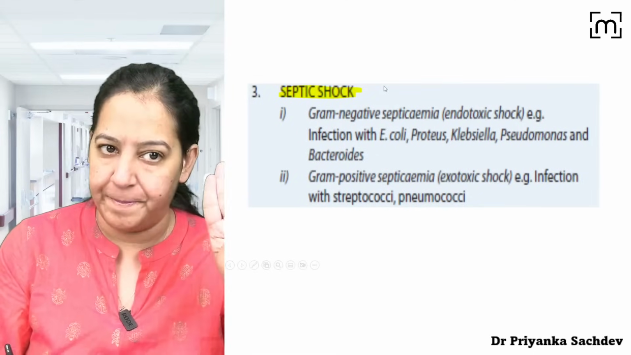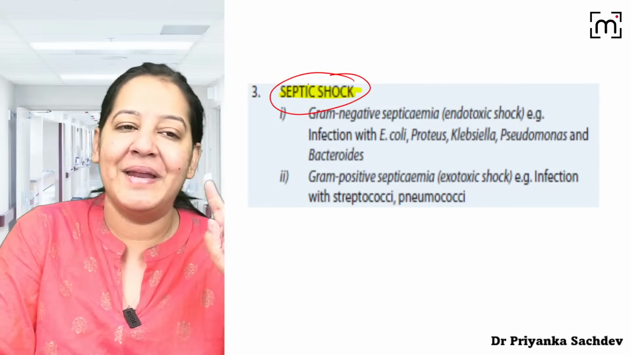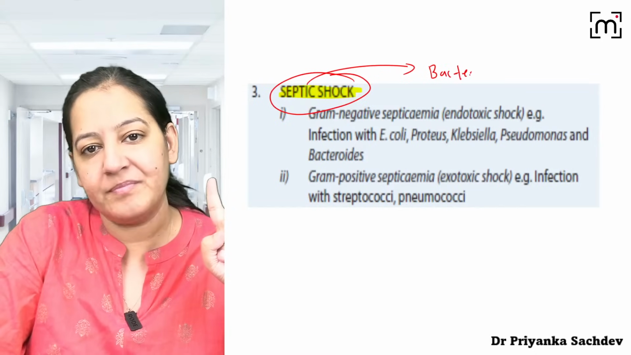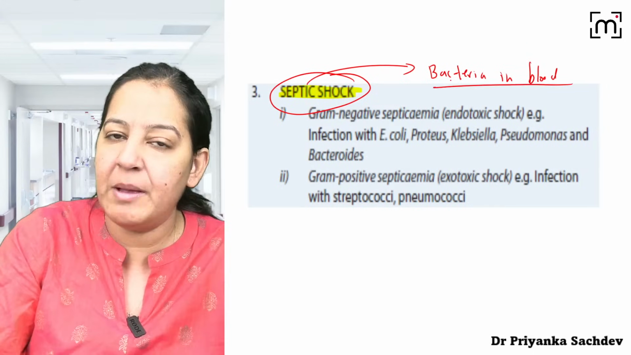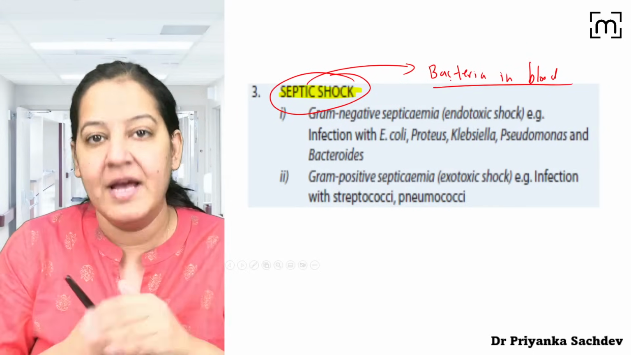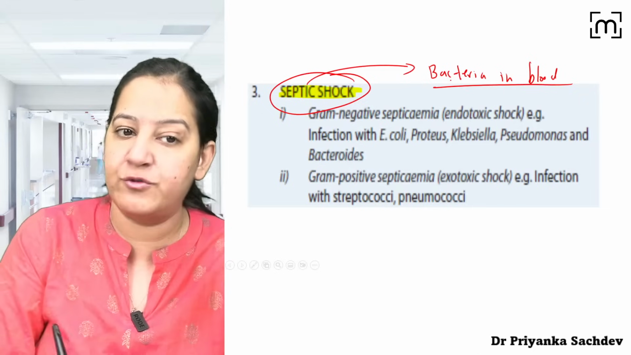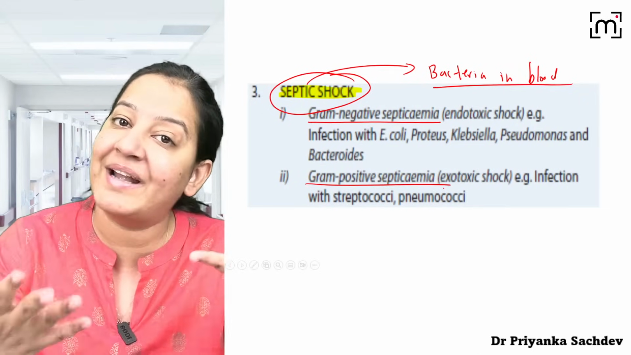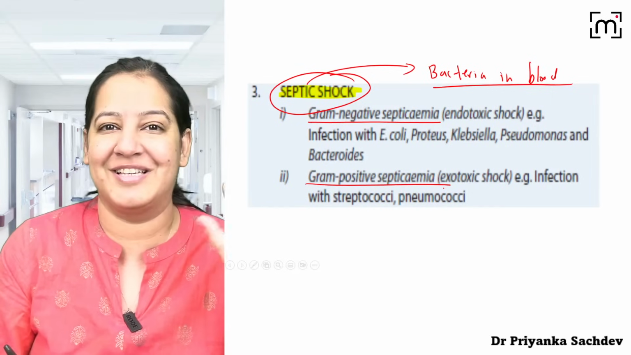And the third and the last type of shock is septic shock. We all know the meaning of septic. Septic means bacteria in blood. Bacteria in blood is known as sepsis. Now, if bacteria are present in the blood, why do all the organs of the body receive less blood? That I will tell you separately when I tell you the details. But this is of two types, gram-positive septicemia or gram-negative septicemia, depending on which bacteria is present in the blood, right?